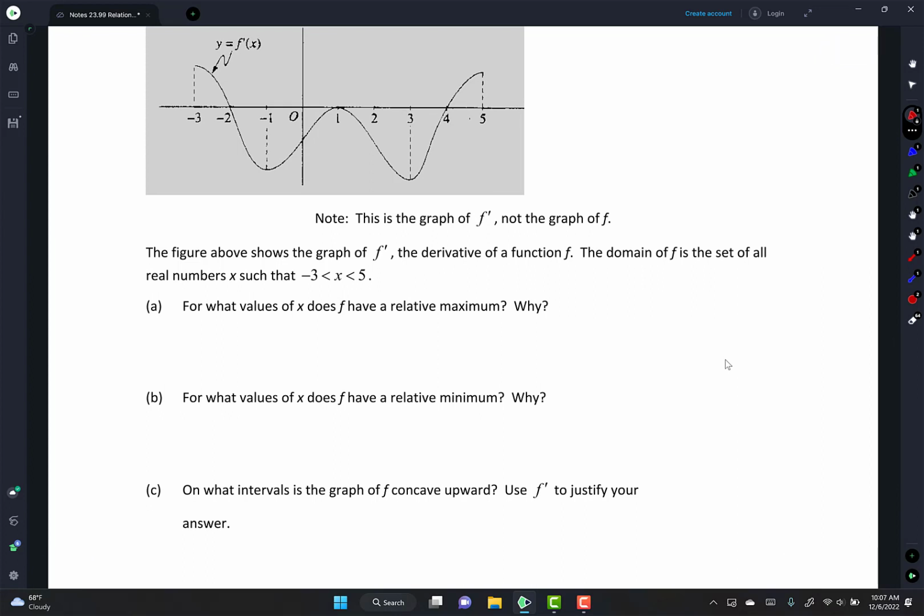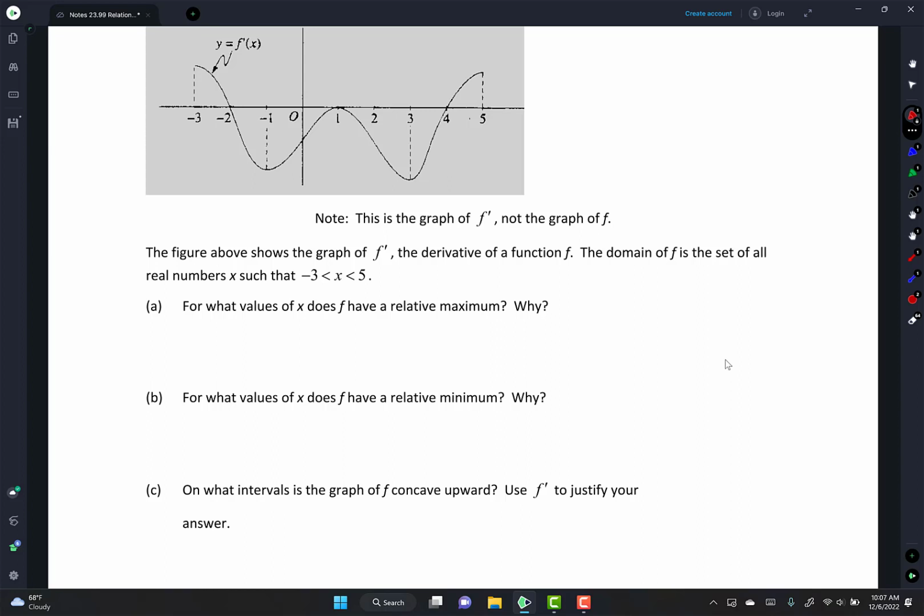Here we go. So the graph that we're looking at is f prime. Cool? All right, so here we go. It says, the figure shows the graph of f prime, the derivative of function f. The domain of f is a set of all real numbers such that x is between -3 and 5. Okay, I can see that. For what values of x does f have a relative max? So we're not including the endpoints. That's fine. Where do I have a max on f?